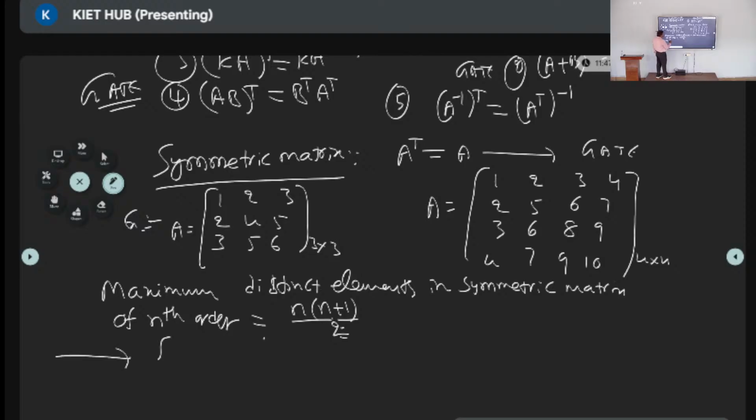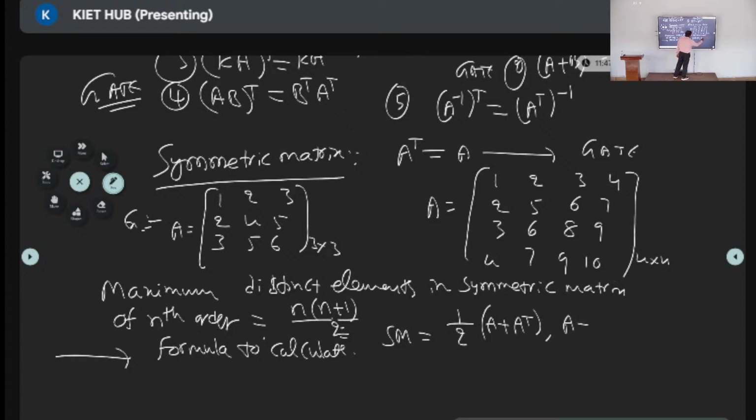What is the formula to calculate a symmetric matrix? Half into A plus A transpose, that is A plus A transpose by 2.